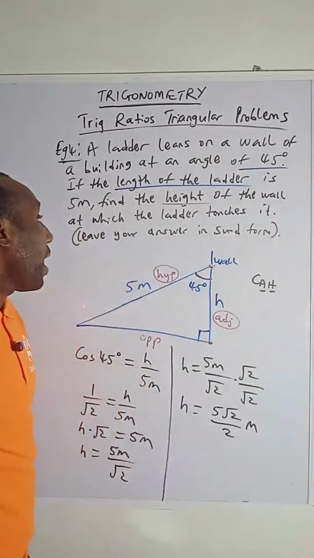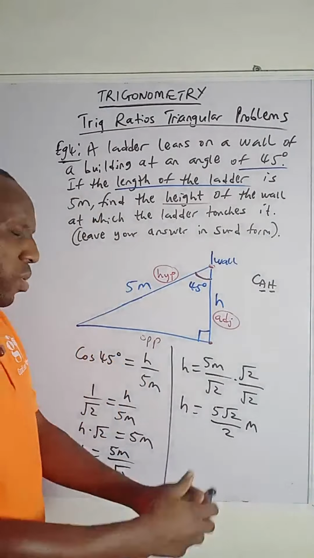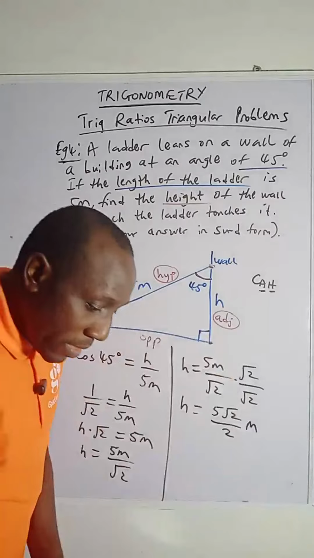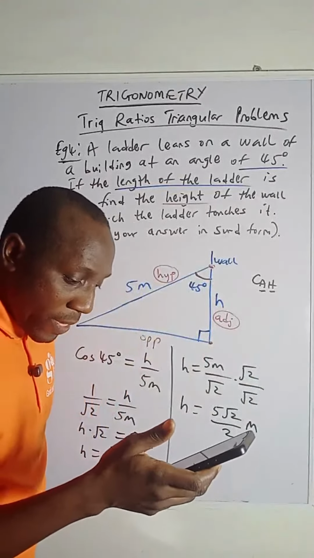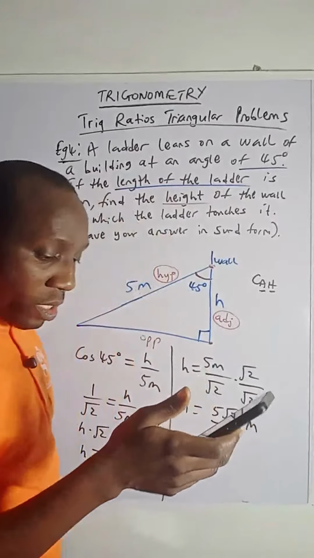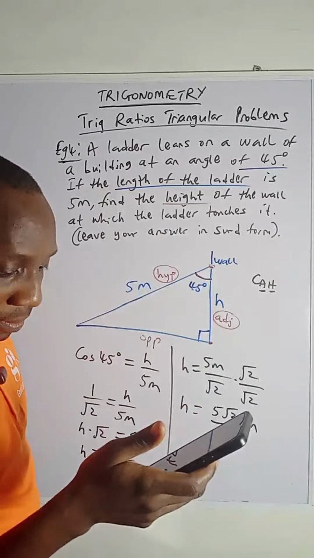Okay, so this is the height at which the ladder touches the wall. Any question? If this is clear, type 1 in the comment. If you want me to move on, type 1 in the comment.